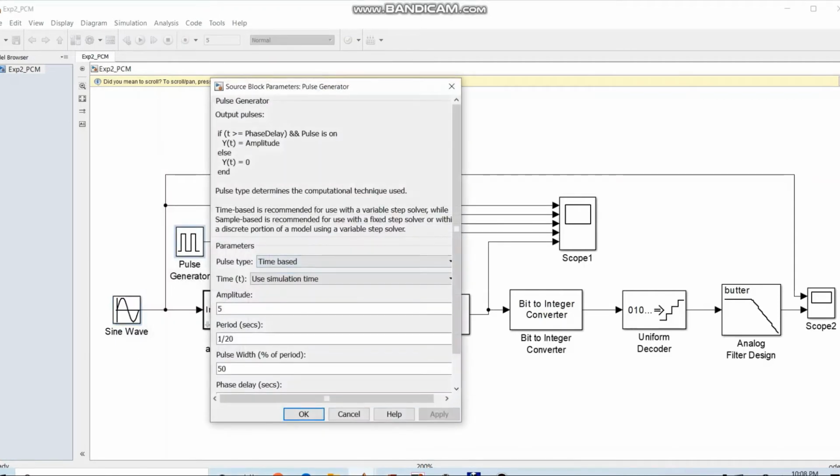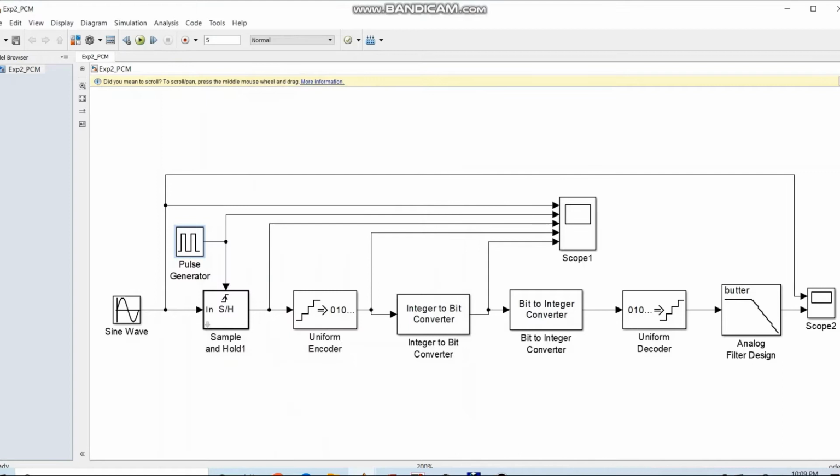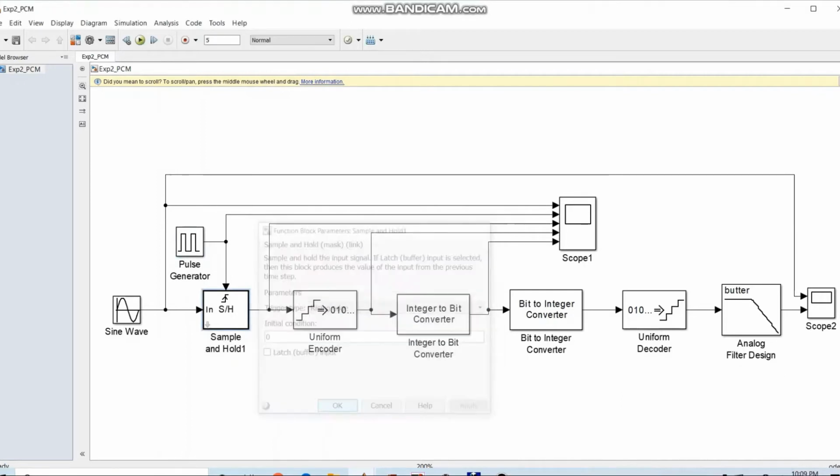the pulse generator has been configured to have amplitude 5, period 1 by 20 second, pulse width 20, phase delay 0, and the interpret vector parameters as 1D is ticked. Now the next block is sample and hold. Here it is chosen as rising edge and the initial condition is 0.